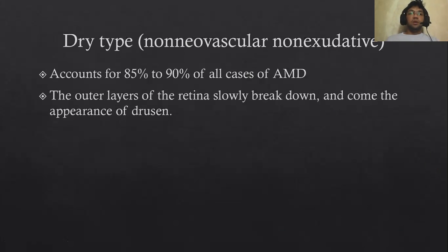Types. We have the dry type or non-neovascular, non-exudative. It accounts for 85 to 90% of all cases of AMD, and the outer layers of the retina slowly break down and come the appearance of the drusen.